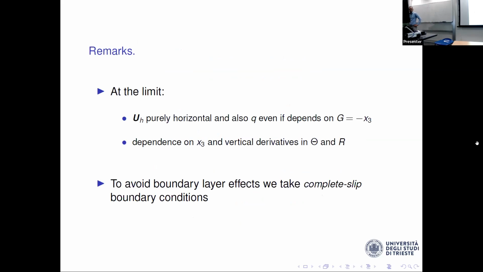Okay. This remark, I already talked about that, and I skip. To avoid boundary effects, I have to say that we take complete slip boundary conditions. That means that our fluid at the boundary is leaking.